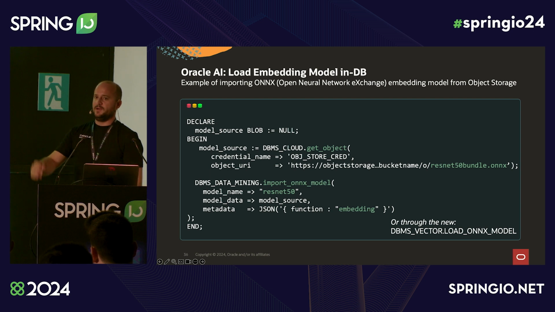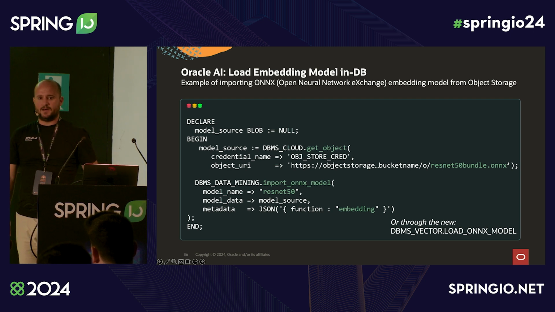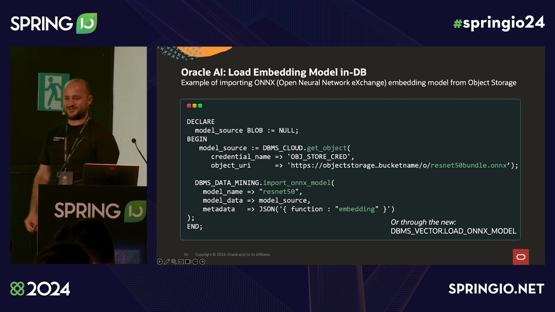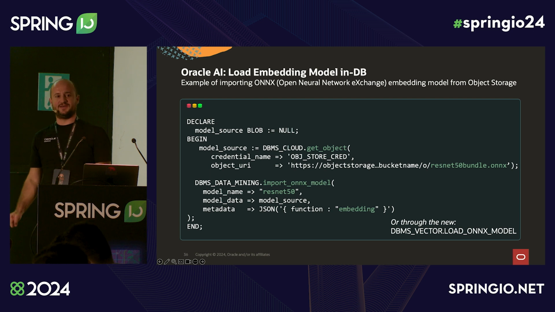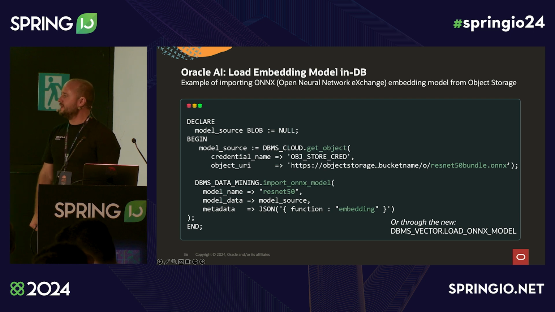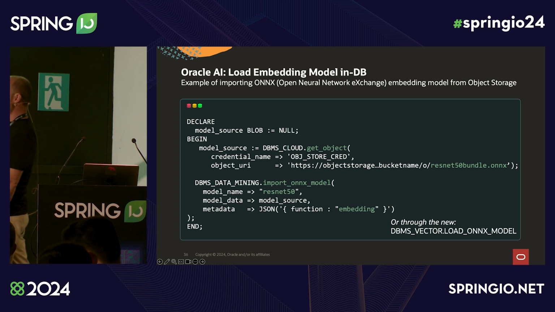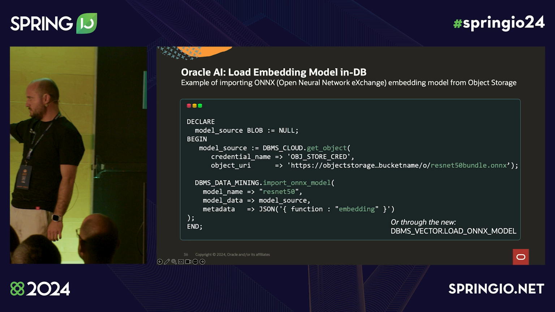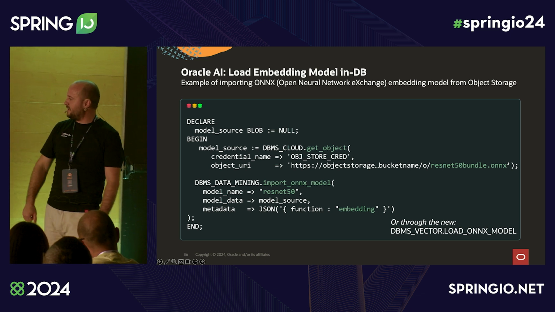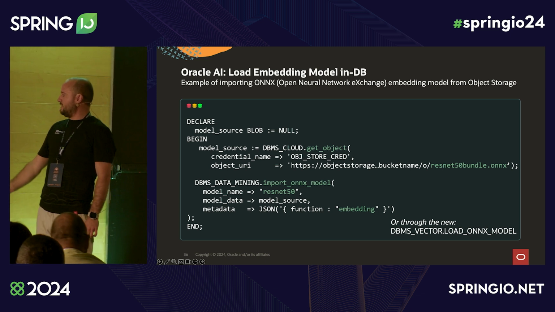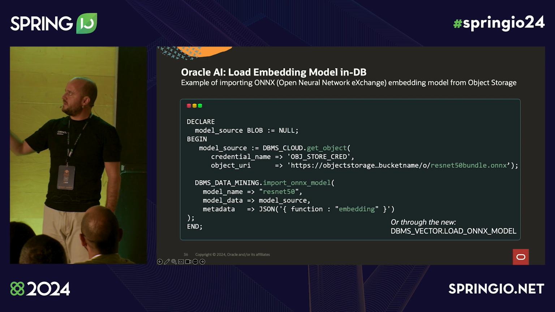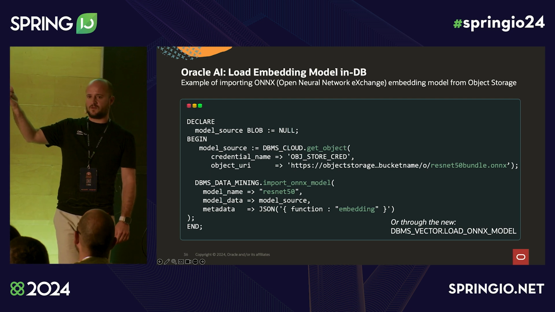What is left? Well, the embedding model. How does the database know how to translate whatever unstructured data into a vector? One example would be to put it in object storage, the object storage from Oracle Cloud, and you put that file. That file is the embedding model, and that is a format for those embedding models.